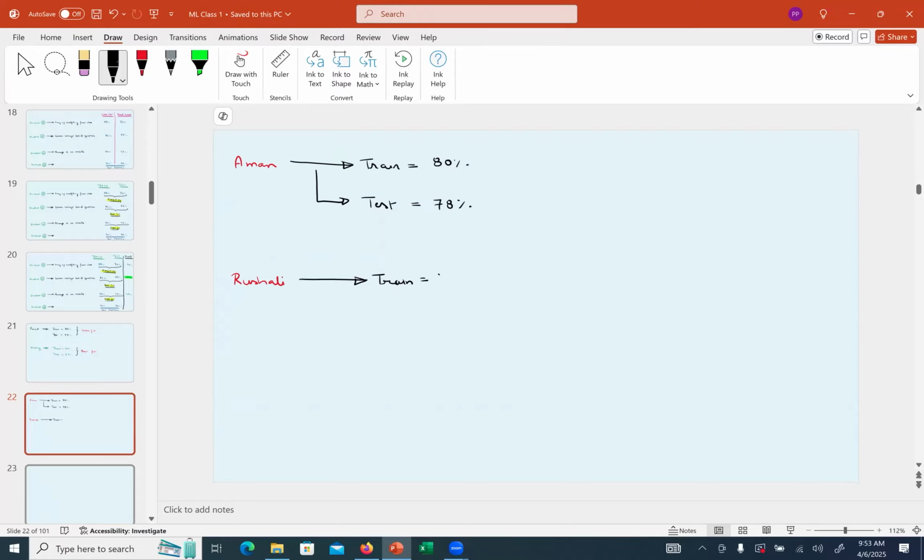For Rushali, the training data accuracy is maybe 95% and test data accuracy is, let's say, maybe 83%. Okay, let's say this scenario is there. If I would have to choose one model between Aman's model and Rushali's model, which model will you prefer? Aman's. Aman's? Yeah.